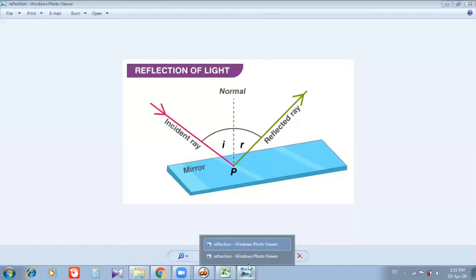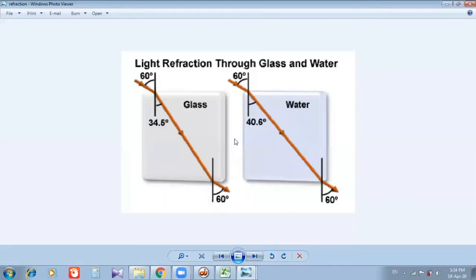Now the other one is refraction. What is refraction? This is the incident ray, the ray of light coming in, and it is striking over here. Now this is a piece of glass, this is the glass medium, and this is the water medium. The ray of light is striking here. It is not bounced back, it has passed through it. This is all glass, it is moving through it, and from that point it moves back to the air medium.